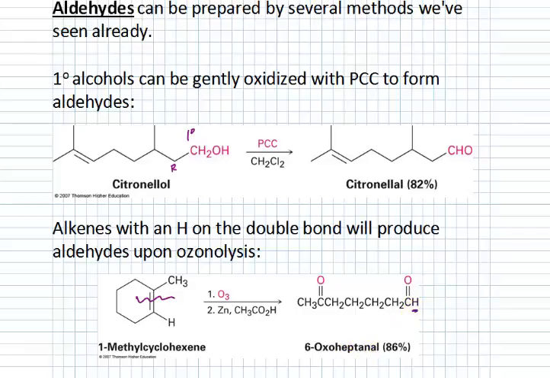6-oxoheptanal. The two carbonyl groups have essentially equal priority, but the aldehyde wins because it is attached on the end. So, 7-carbon chain. The primary functional group is the aldehyde, so that's what the name ends with. We have this carbonyl on carbon number 6, so that's why it's 6-oxoheptanal.